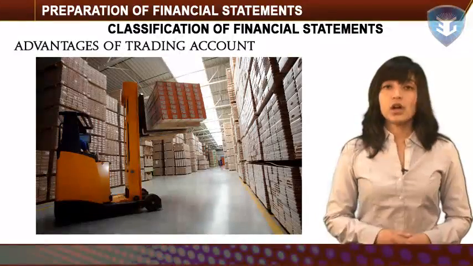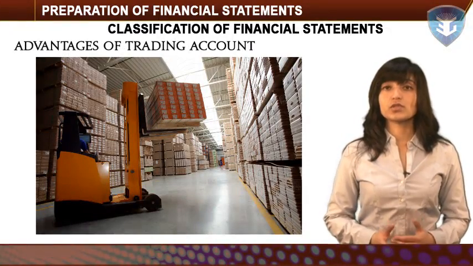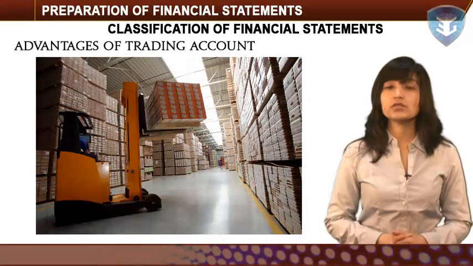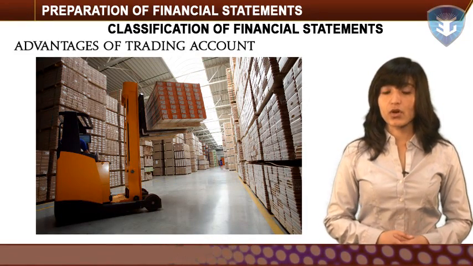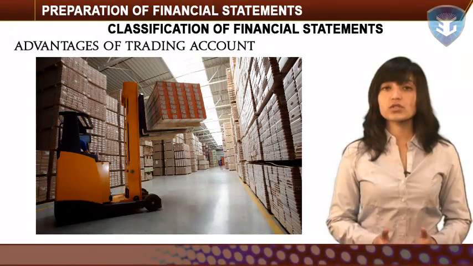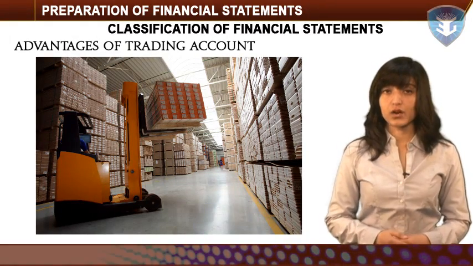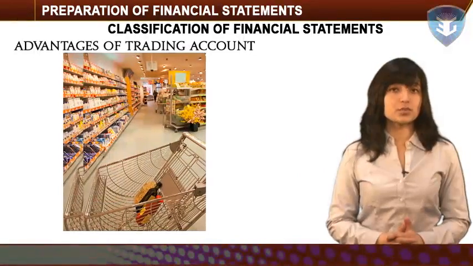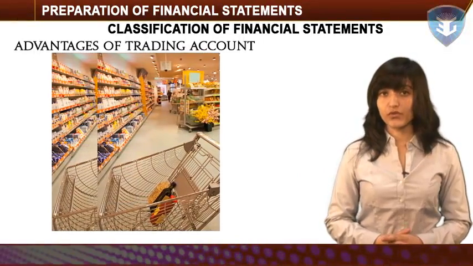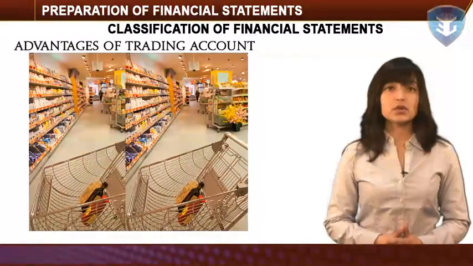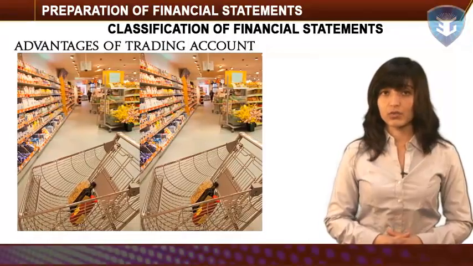Opening stock refers to the stock of goods in hand at the beginning of the accounting period. It is carried forward from the previous year and appears on the debit side of the trading account as it accounts for the cost of goods sold in the current year. Purchases refers to the goods that are purchased for resale to earn profits. These include both the cash and the credit purchases and appear on the debit side of the trading account.